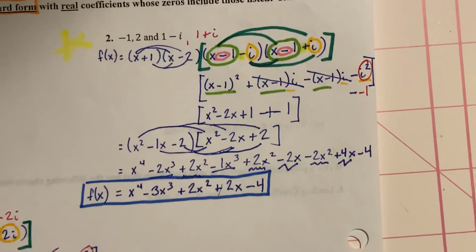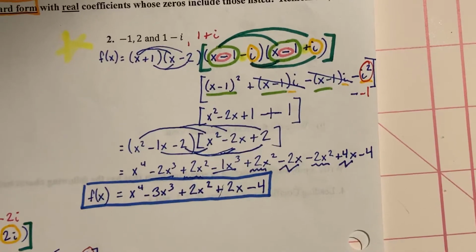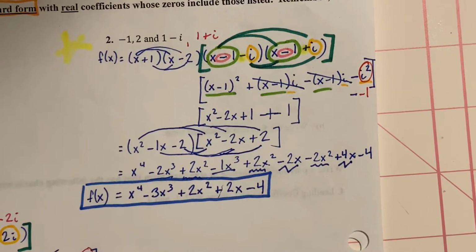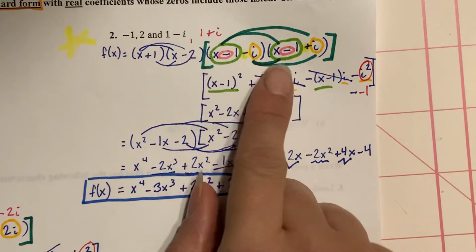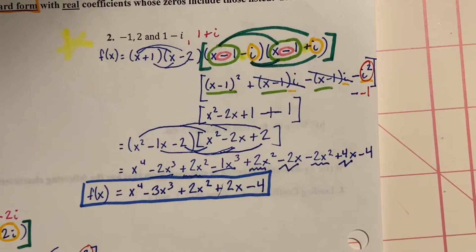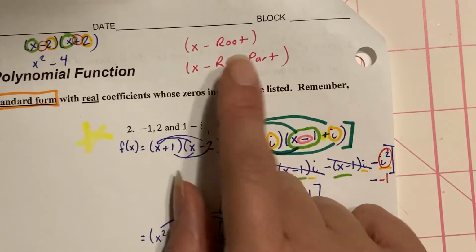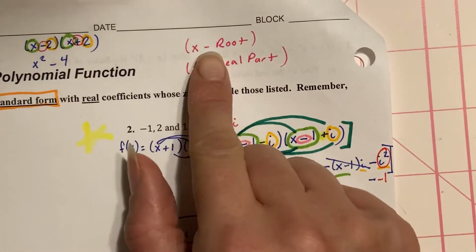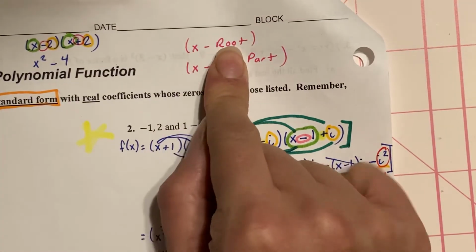Folks, I wanted to make a quick video on a couple of the problems on page 8 just because I have gotten quite a few questions on these with using both the shortcut and the regular method of distributing with those complex roots. So remember, when you turn a root into a factor, it's always x minus the root.